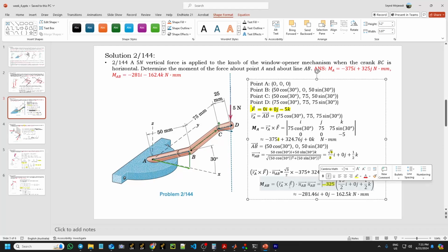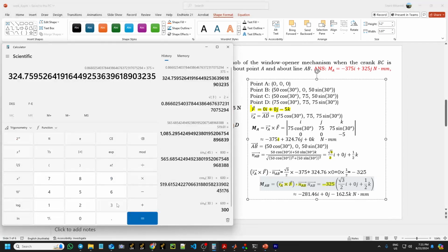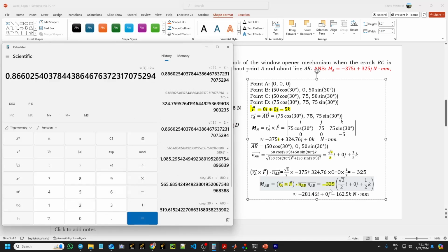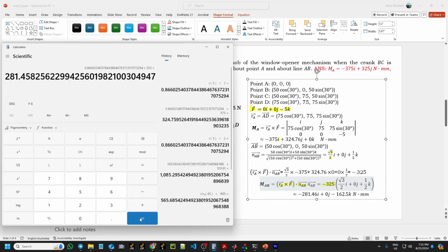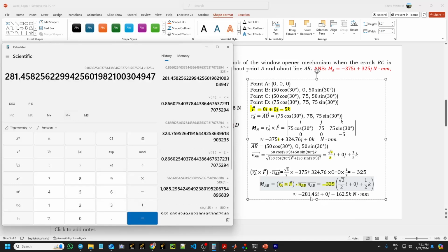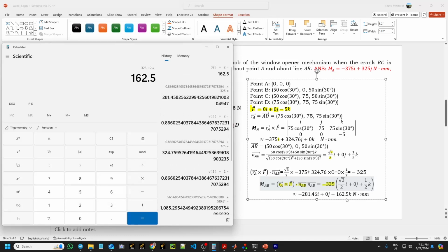Remember, this is equal to this, and then you will multiply 325 by the square root of 3. Let us do this one too. 3 square root 3 will be this, divided by 2 times 325. Don't worry about it, it will be 281. And also you can obtain the last one, 325 divided by 2, 162.5. Make sure that it is the negative part, please.